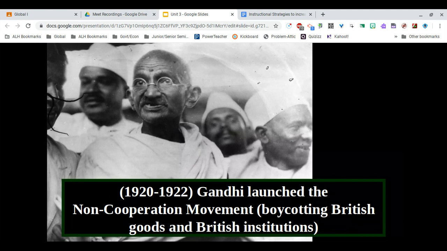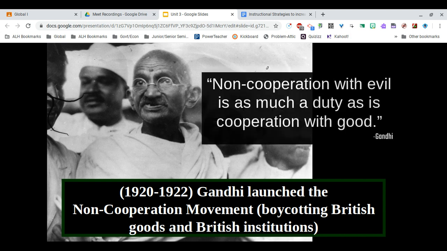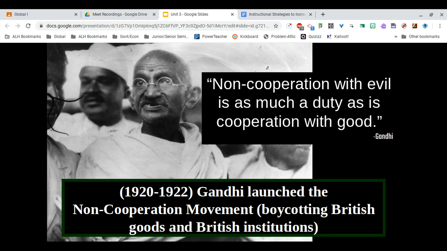From 1920 to 1922, Gandhi launched the non-cooperation movement, and what he did was Indians just refused to cooperate with the British. They refused to do things that were supportive of the British. They boycotted British goods. They boycotted British institutions. They refused to work for British companies, and they basically were like, "We're going to sit here, and we're just not going to cooperate until you wake up and leave." Non-cooperation with evil is as much a duty as it is cooperation with good.